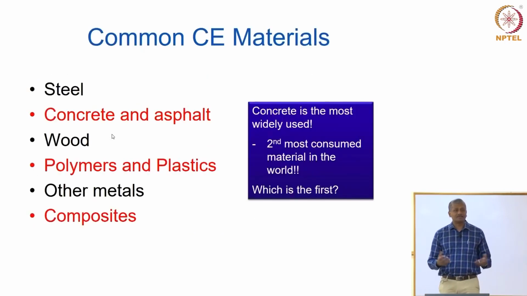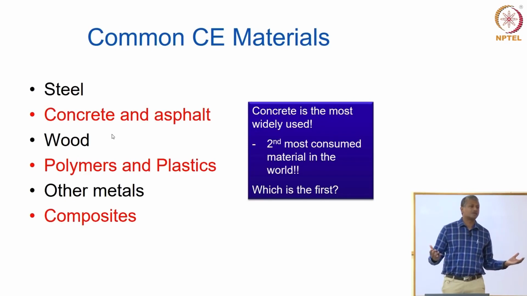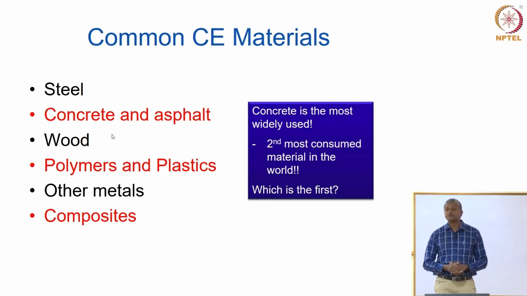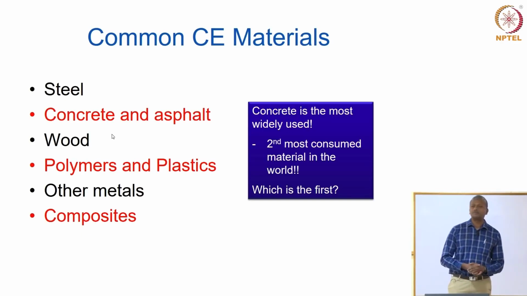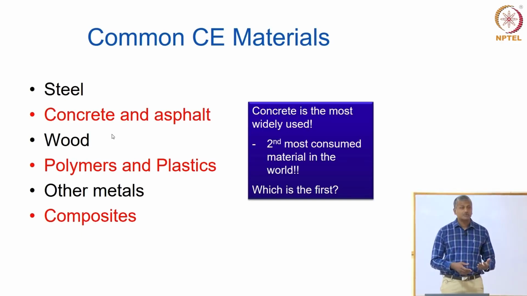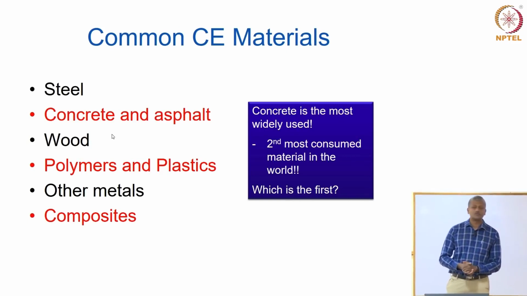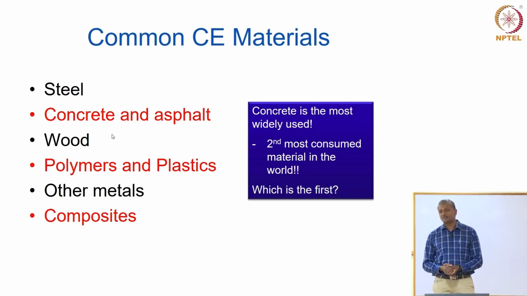So of course, you know very well that there are several different types of civil engineering materials that are available today. Common ones being steel, concrete and asphalt, wood, polymers and plastics. You have other metals like aluminum, copper, which are also used in construction. Of course, today we are talking a lot about using composite materials, which was earlier used in aeronautical, mechanical engineering. Today we start using composite materials also in civil engineering.